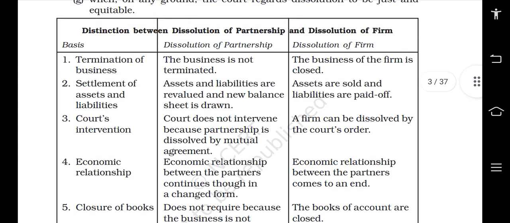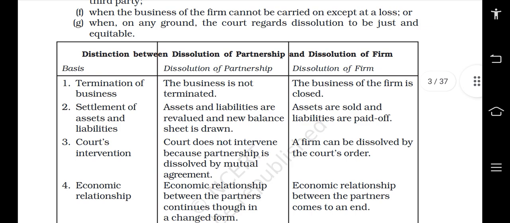Then, what are the distinctions between these two terms? First, in the case of dissolution of partnership, business is not terminated. What will be terminated? The partnership deed will be terminated and changed. In the case of dissolution of firm, the business of the firm is closed. Dissolution of firm means the business will be closed. Here, business will not be closed.